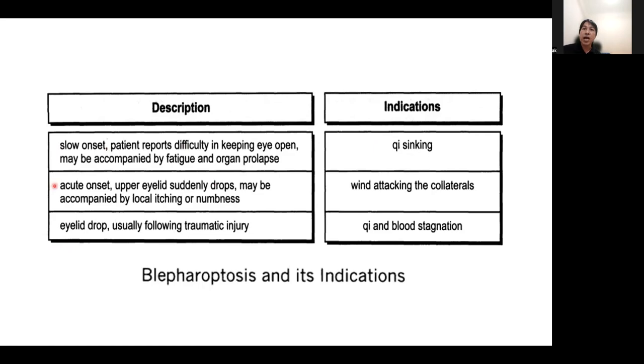If there is an acute onset, the upper eyelid suddenly drops, may be accompanied by local itching or numbness. It is an indication of wind attacking the collaterals. And lastly, if the eyelid drop usually follows traumatic injury, it is an indication of qi and blood stagnation.